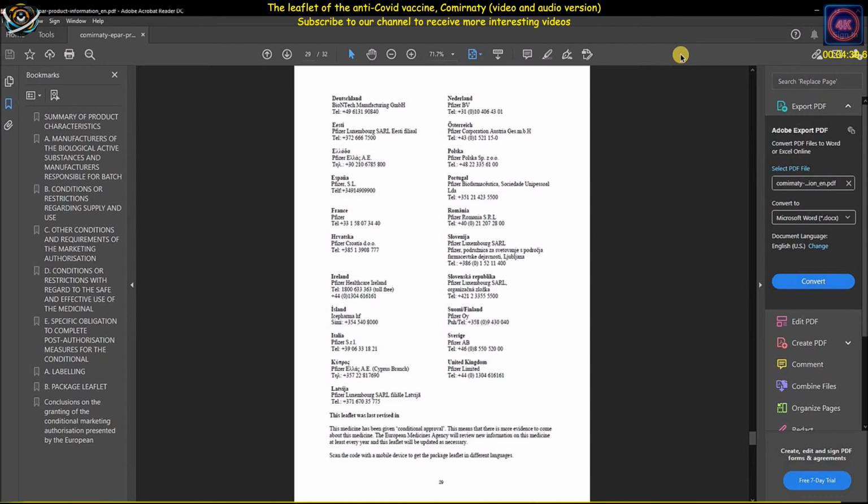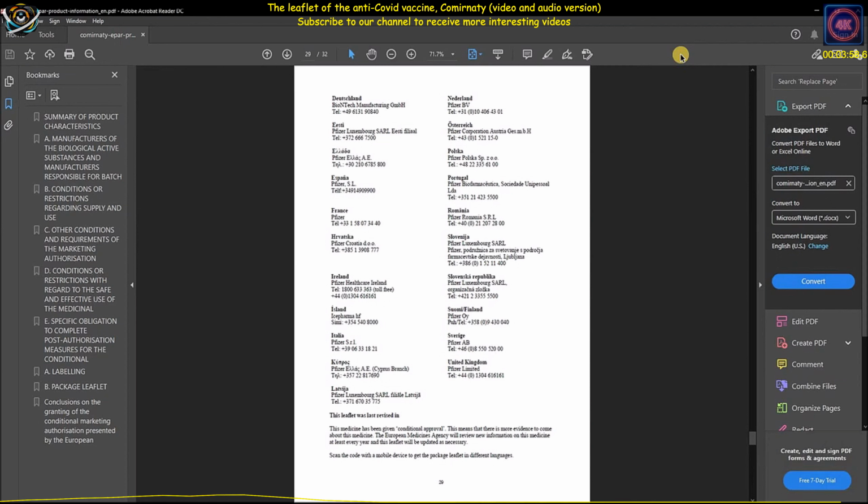Κύπρος, Pfizer Ελλάς Α.Ε., Cyprus Branch, Τηλ +357 22 817690. United Kingdom, Pfizer Limited, Tel +44 (0) 1304 616161. Latvija, Pfizer Luxembourg SARL filiāle Latvijā, Tel +371 670 35 775.